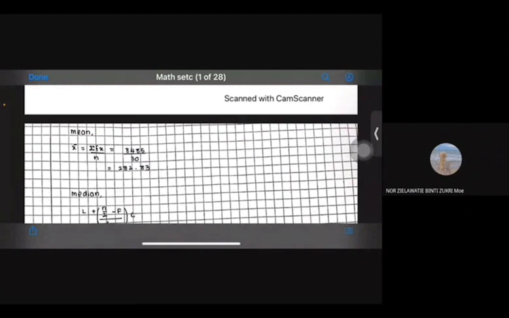So we got 8,485 divided by 30. We got 282.83. Next, we have to find the median. The formula of the median is shown there. We got n divided by 2 equal to 15 for the overtime allowance.